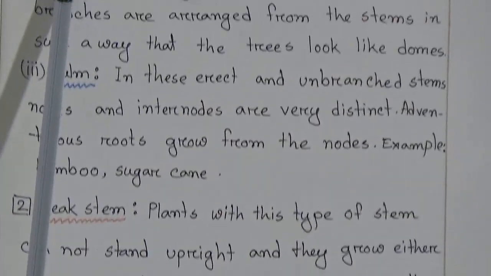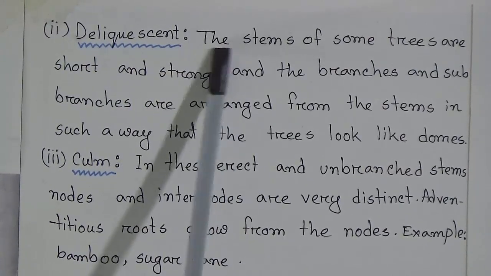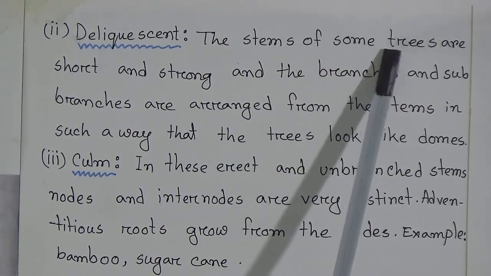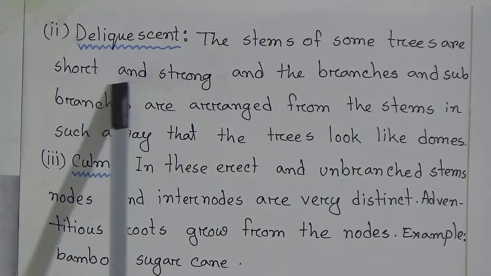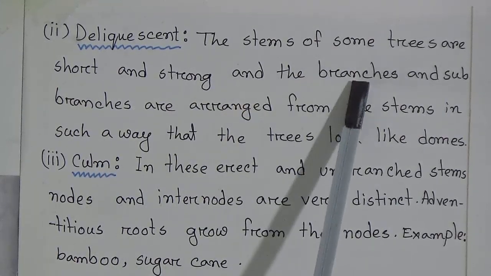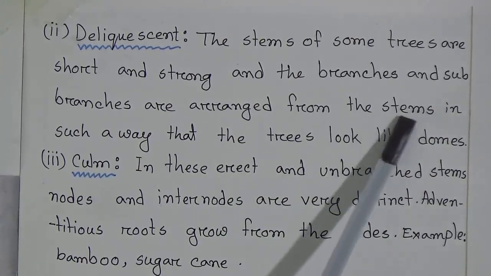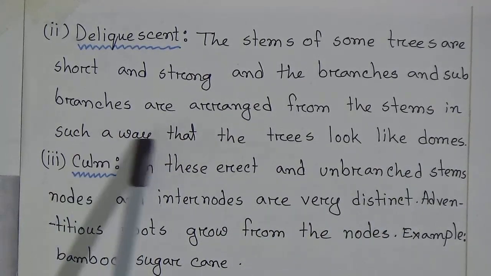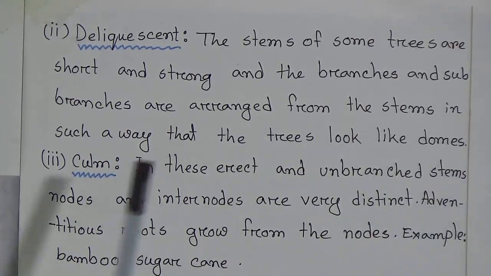Come to our next branched stem tree, deliquescent. The stems of some trees are short and strong, and the branches and sub-branches are arranged from the stem in such a way that the tree looks like a dome.